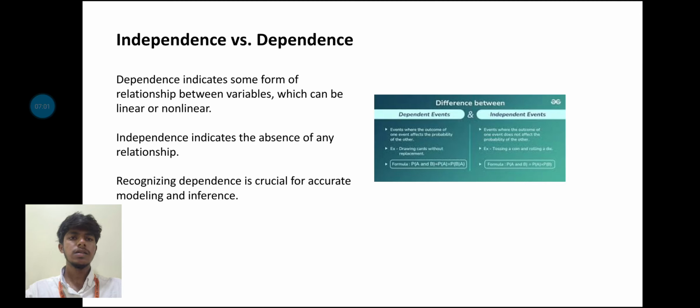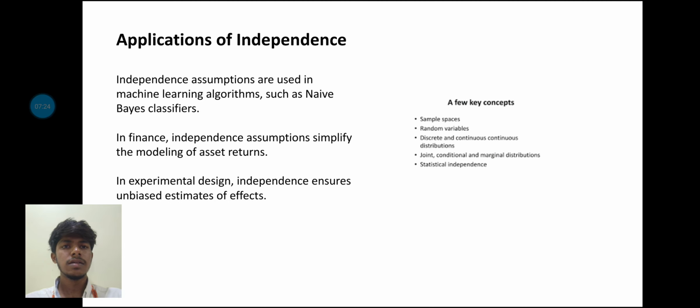Independence versus dependence. Dependence indicates some relationship between variables, which can be linear or non-linear. Independence indicates the absence of any relationship. Recognizing dependence is crucial for accurate modeling and inference.